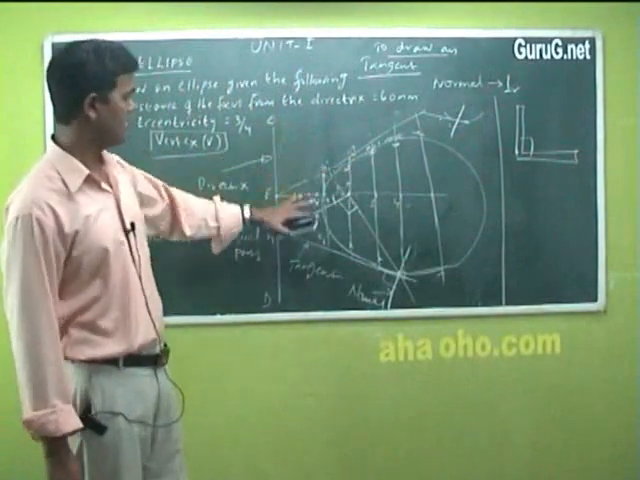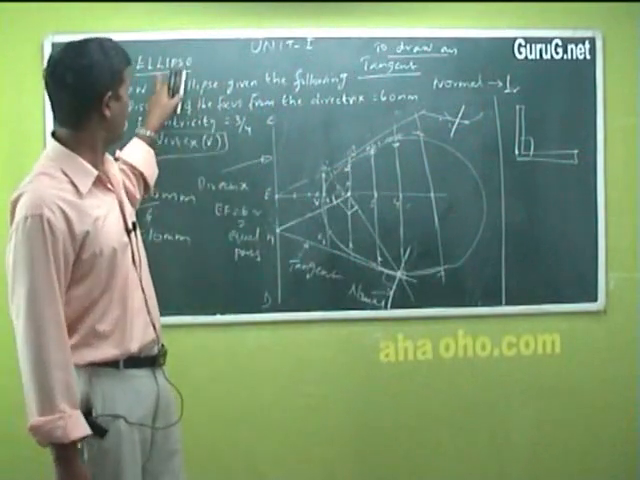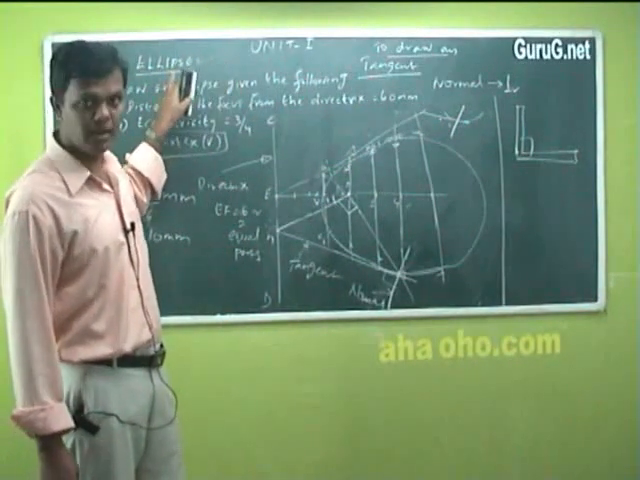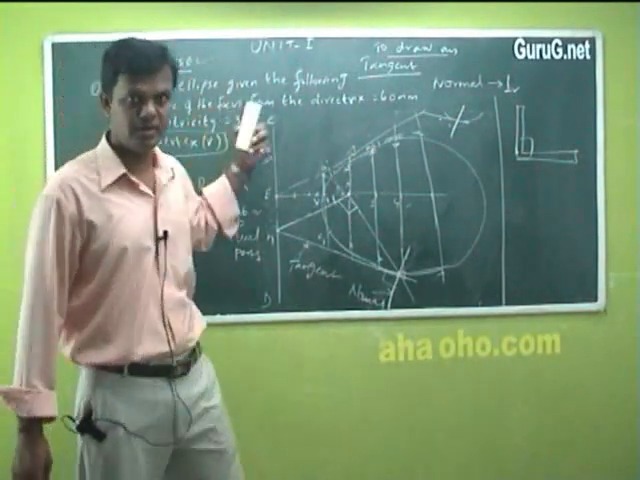Okay, this is how we construct an ellipse. This is the first topic in unit number 1. It is the first phase, right?